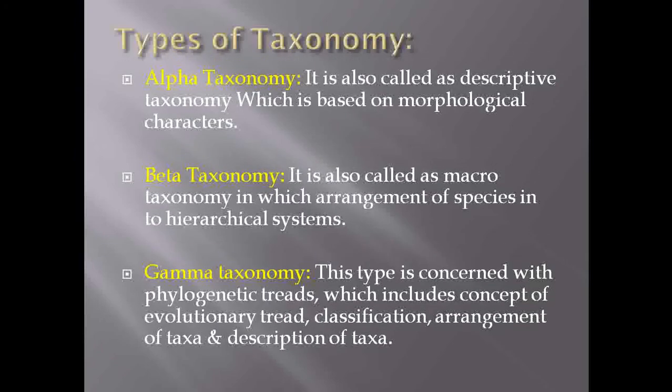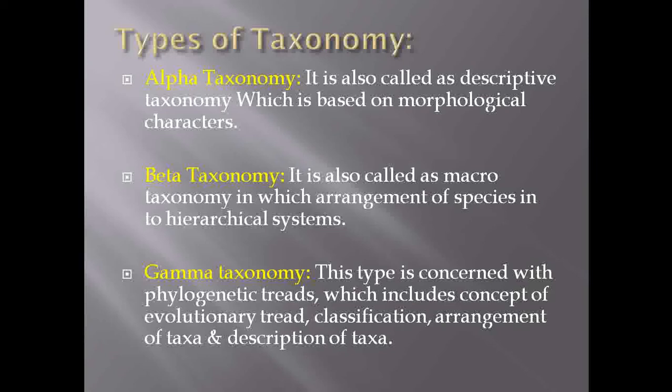Taxonomy is basically divided into three types: alpha taxonomy, beta taxonomy and gamma taxonomy. Let's see one by one what is the difference between the three. Alpha taxonomy is also known as descriptive taxonomy because it is based on the morphological characters.